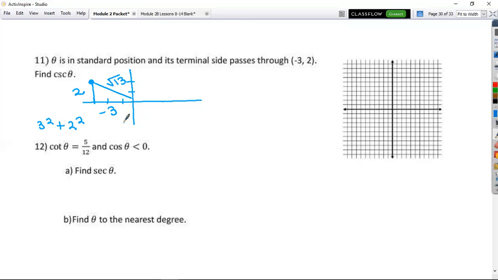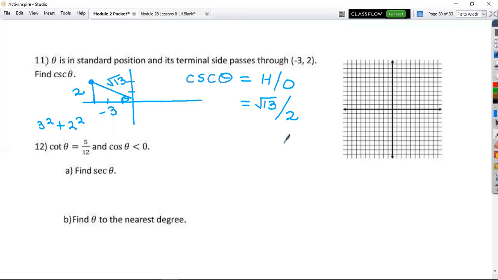And we want to find cosecant of theta. So to find cosecant, it's right in this little crease here. And I'm going to do cosecant theta is the reciprocal of sine. So instead of O over H, it is H over O. So for the hypotenuse, I'm going to sub in the square root of 13. And for opposite side, I'm going to sub in the 2. Done.